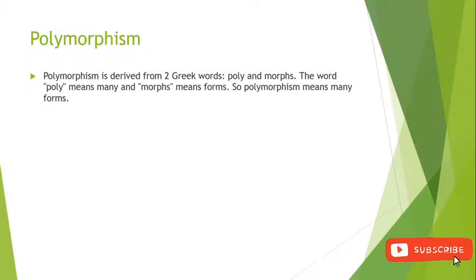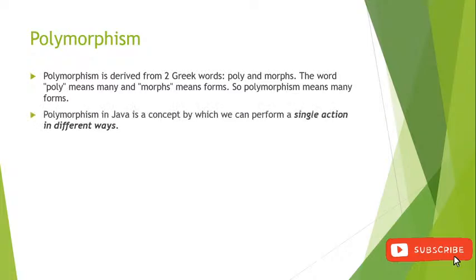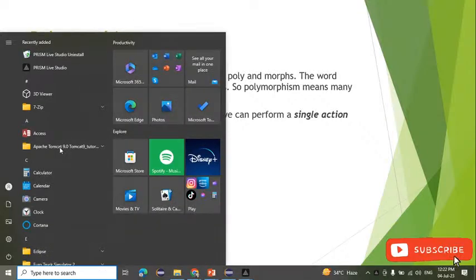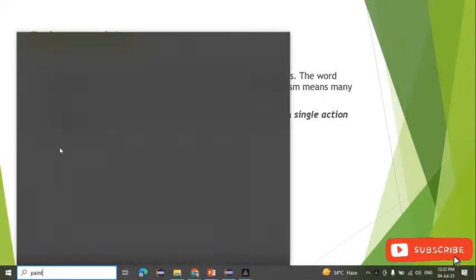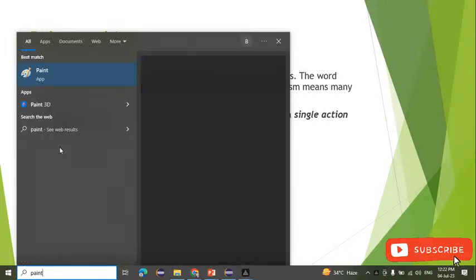Inside polymorphism we have two words, poly and morph. The word poly means many, and morph means forms. So polymorphism means many forms. The proper definition: polymorphism in Java is a concept by which we can perform a single action in different ways. As I told you, all the OOPS concepts are based on real-time examples. That day I told you, right?